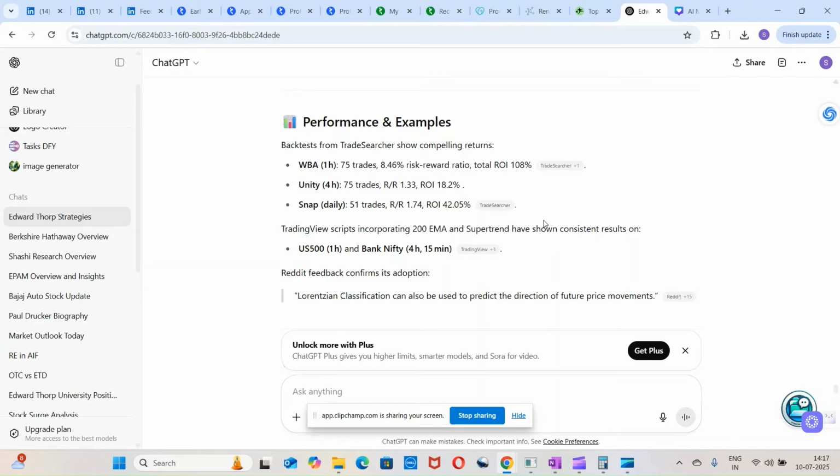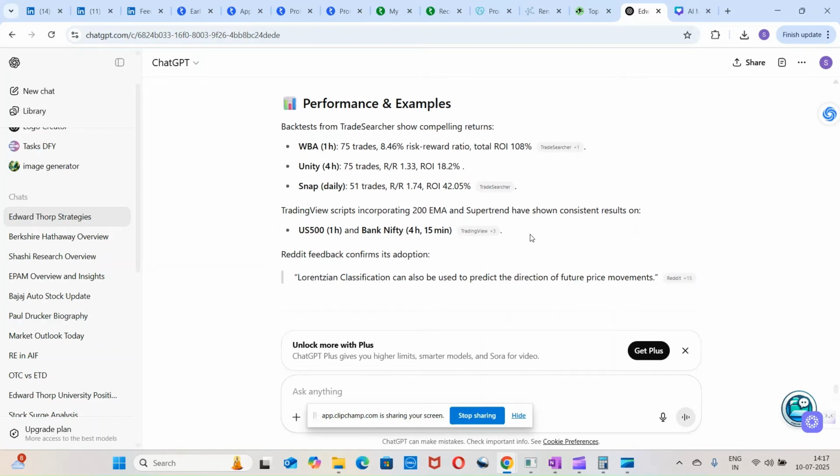And Unity, a company, on a 4 hour time frame, with 75 trades, risk to reward is 1.33, return on investment is 18.2%. Snap on a daily chart, 51 trades were taken, risk to reward was 1.74, return on investment is 42.05%. TradingView scripts incorporating 200 EMA and Supertrend have shown consistent results on US 500 on a 1 hour chart, and Bank Nifty on 4 hour and 15 minute charts.